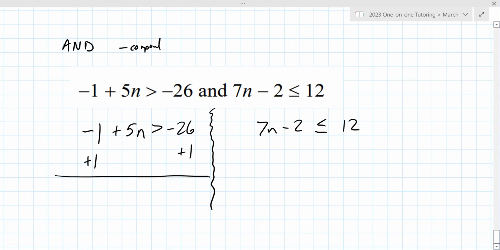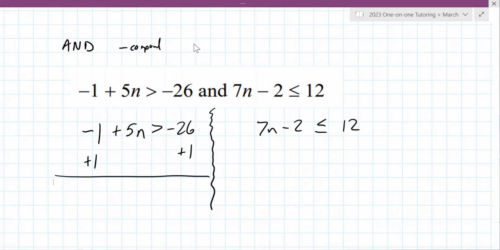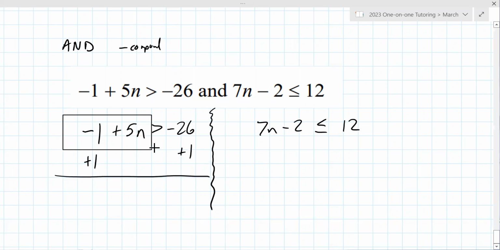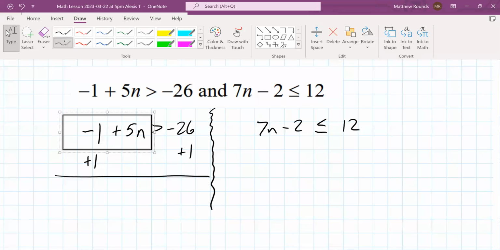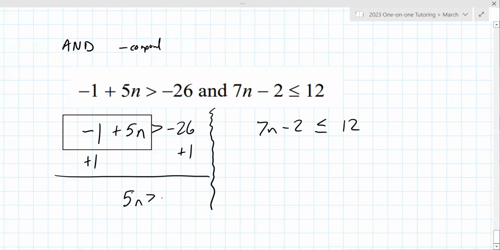Okay, so on the side with the variable, which I'm going to box in here, you've got subtraction by 1 and multiplication by 5. Now, if you're wondering what about that plus, that's the operator between them. It's still 5 times the n. It's not adding 5. It's 5 times n. So this becomes 5n greater than minus 25.